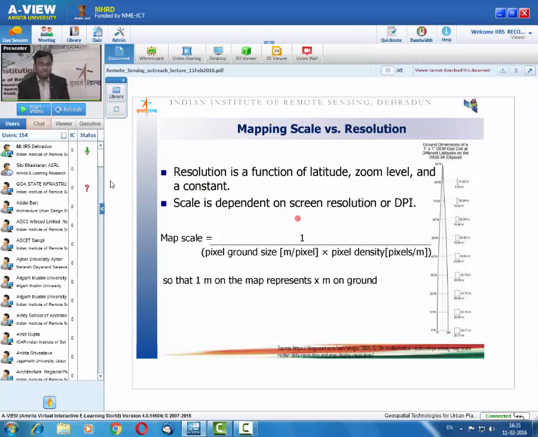And scale is dependent on the output, because after all you are going to generate the product on the screen as digital data, or you are going to print it. When you are going to print it, it becomes a function of dots per inch. So one has to find out the relationship between the mapping scale versus resolution, which is expressed mathematically as 1 upon pixel ground size into pixel density, so that 1 meter on the map represents so many meters on the ground.